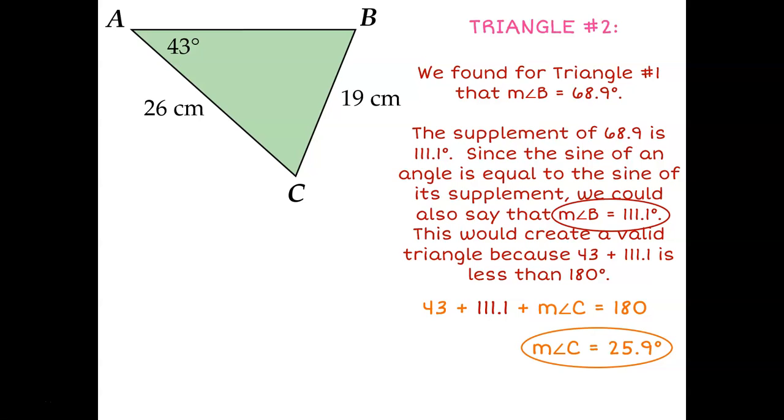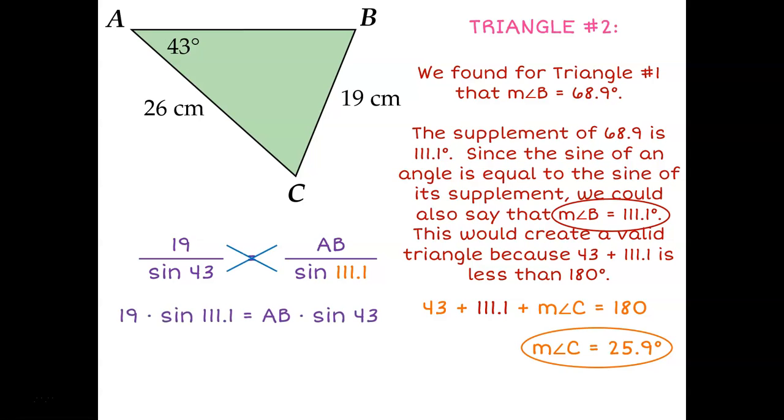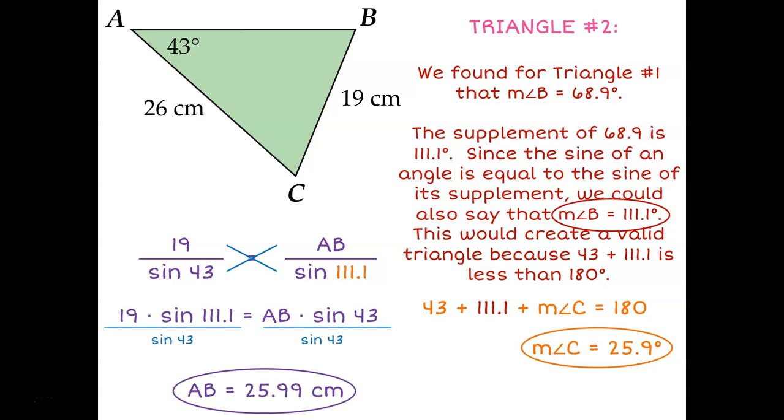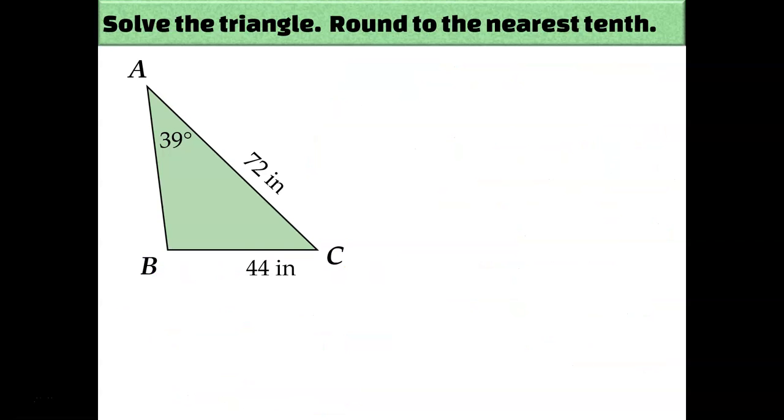So now I can use that measurement to figure out a different length for AB. So I'll use that same 19 over the sine of 43 ratio, but this time I'll set it equal to AB over the sine of 111.1 degrees instead of 68.9 degrees. So cross multiply and solve, and this time we find out that AB would have to be 25.99, or you could go ahead and round that up to 26 centimeters. And let's take a look at one more example.